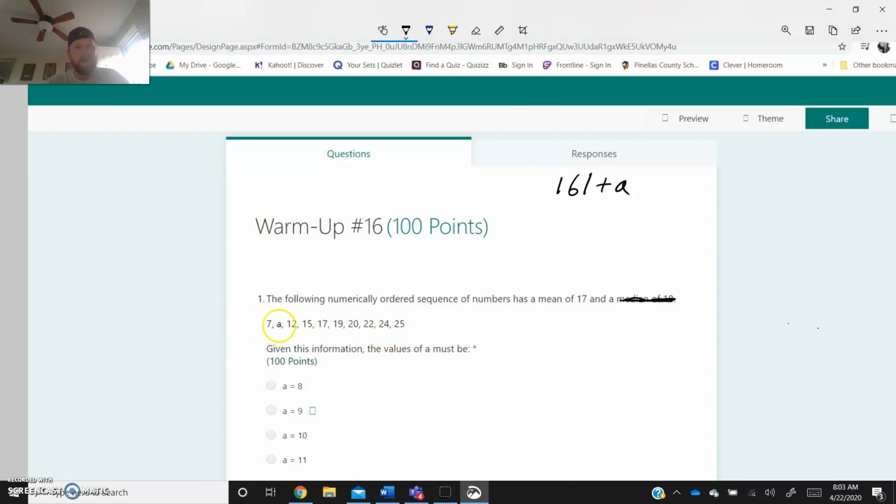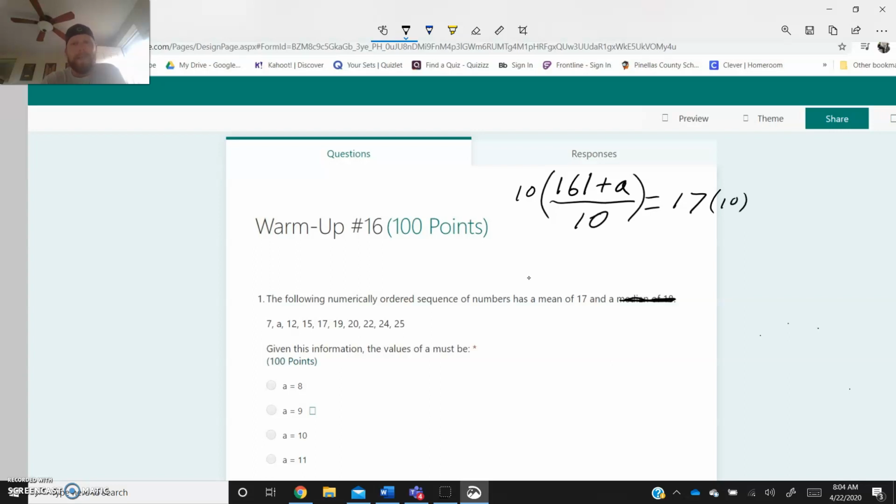And remember, I divide by how many numbers I have. Well, 1, 2, 3, 4, 5, 6, 7, 8, 9, 10. So I would divide this entire thing by 10. That is how I find the mean. I know the mean equals 17 because it tells me that down there. All I have to do now is solve this two-step equation. In order to do that, I get rid of the 10, so I would multiply this side by 10 and this side by 10.